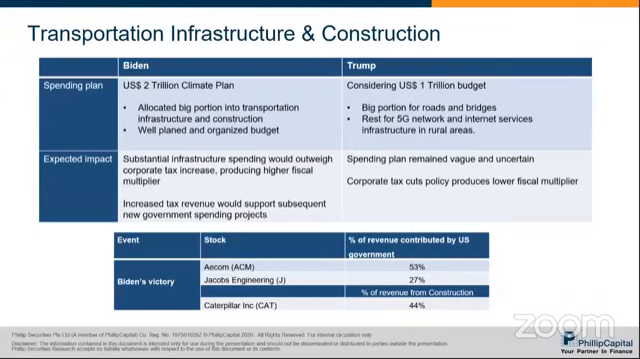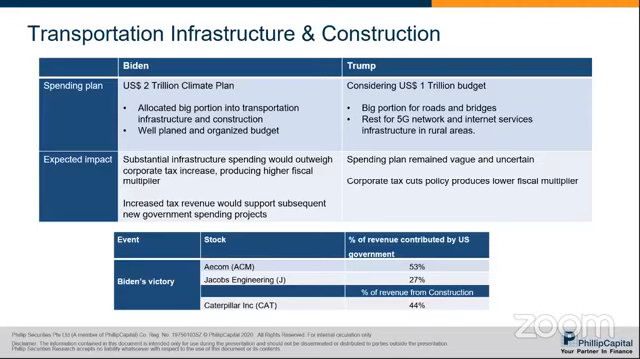For the transportation infrastructure and construction subsectors, Biden has proposed a US $2 trillion climate plan, which has allocated a big portion into transportation infrastructure and construction. So his plan includes a substantial budget for infrastructure spending, which would outweigh the negative impacts of tax increases. Overall, it's a well-planned and organized budget because he breaks it down quite clear-cut. Spending also produces higher fiscal multipliers, which would potentially pave the way for higher longer-term sector growth itself.